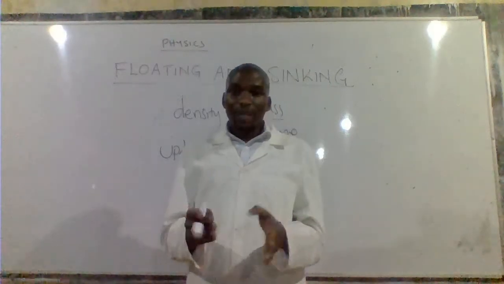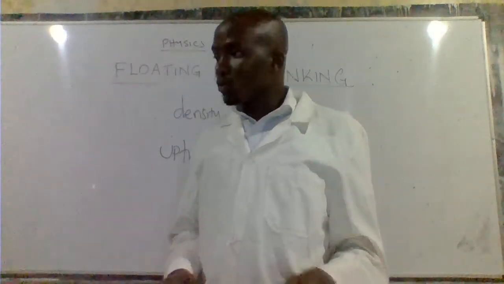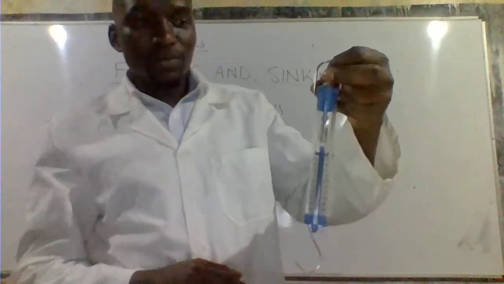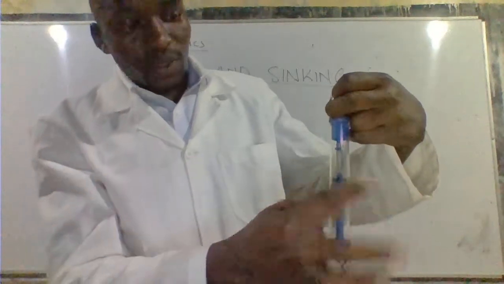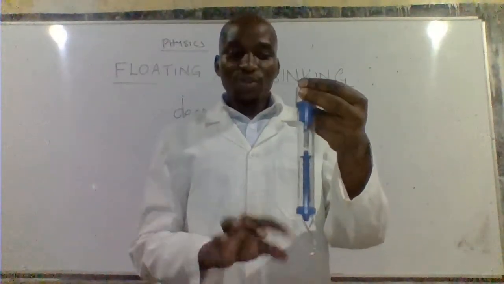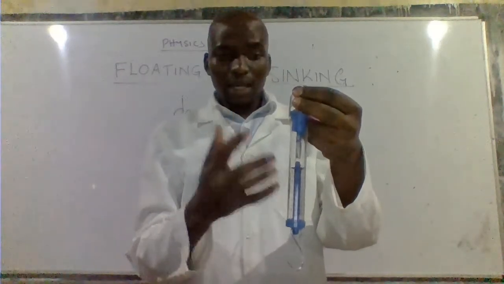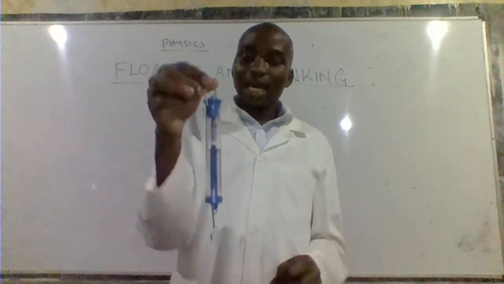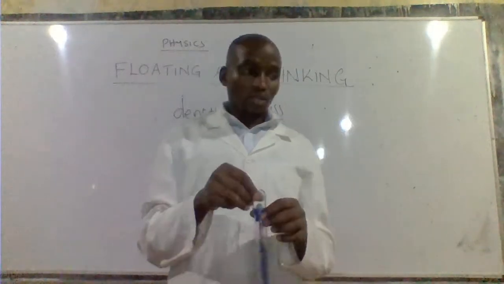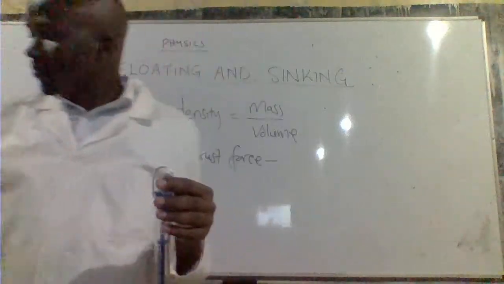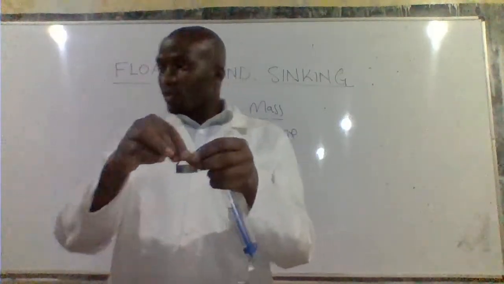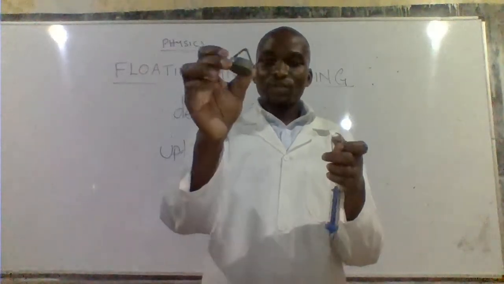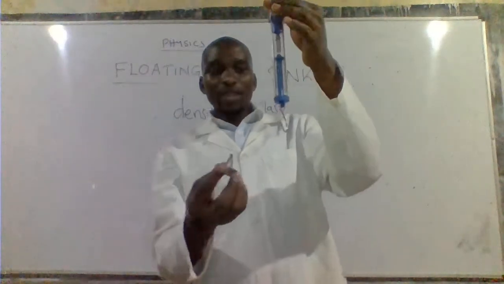To make this clear, I have some apparatus that I want to demonstrate with. I have a spring balance, and this spring balance is calibrated in newtons and also in grams, meaning that it can measure both mass and weight. I want to use this so that all of us understand this force that we are referring to as the upthrust force. I also have some masses with me, and the first thing that I want us to do is to measure the mass of this given body in air.